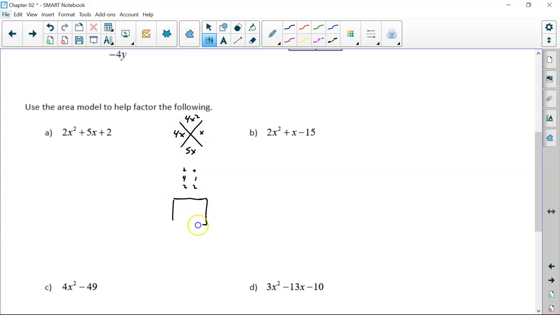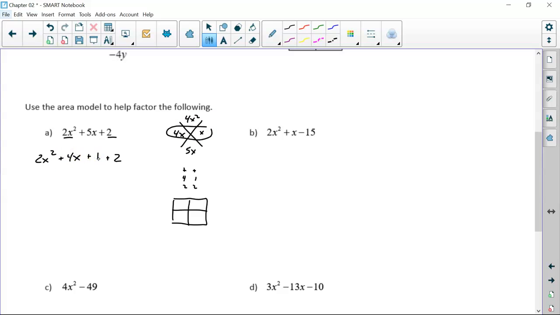Now we have been using the box method, and we can still use it, but there's another method called grouping, and I'm going to show that now. So what you would do is you'd start off with the same thing, 2x² the first term, and the last term is that positive 2. Now, in the middle go these two terms, just like the box. So we'd have a plus 4x and a plus 1.